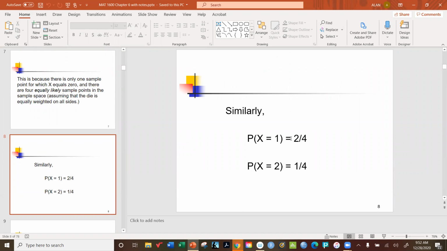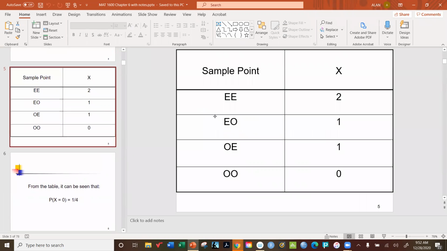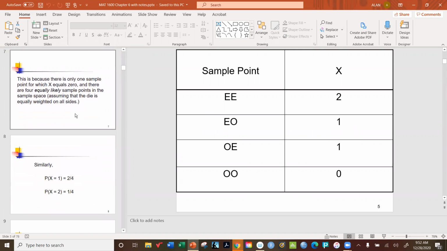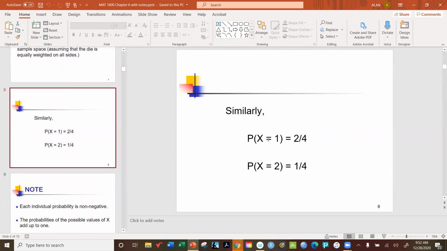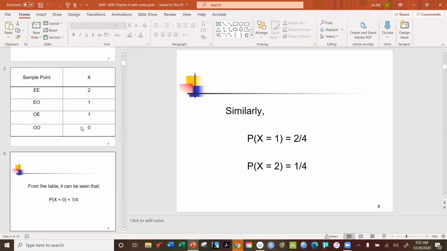Now, x equals 1 is different because there's 2 ways that can happen. We can either get EO or OE, each of which is equally likely. So therefore, the probability that x equals 1 is the same thing as saying getting exactly 1 even number, and that is therefore 2 out of 4, because there's 2 ways this can happen.